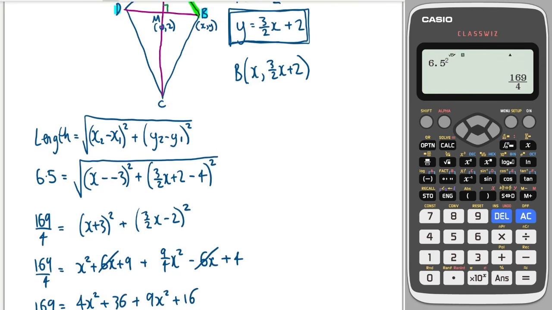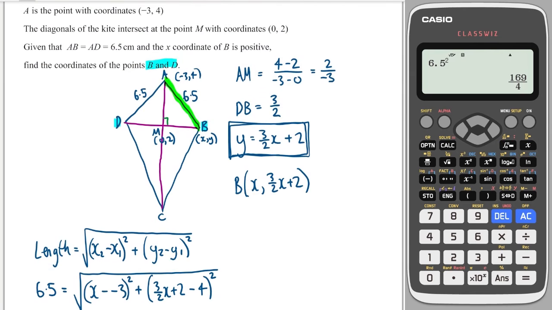Okay, going back up to the top, we are told that B has the positive. So therefore, this B coordinate in here, the x value is 3. And what's the y value? Well, we can use the fact that it's on that line again to work out the y value. So B will be 3, and then it will be 3 over 2 times 3, which is 9 over 2, plus 2, which is going to give me 6.5.